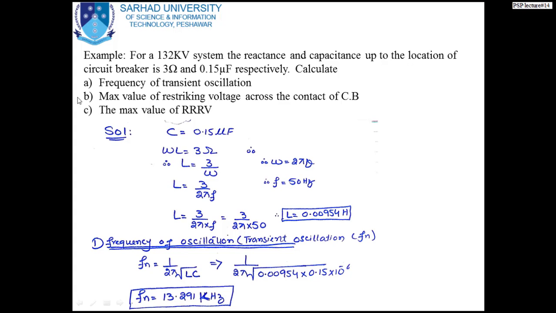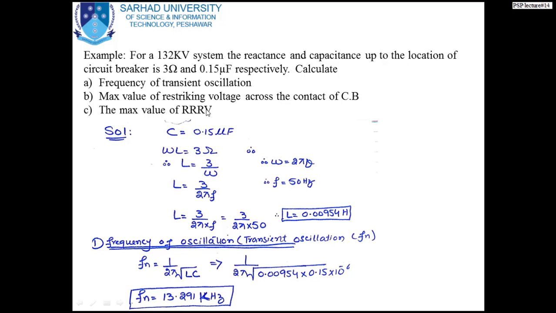Calculate: number 1, the frequency of transient oscillation; number 2, the maximum value of restriking voltage across the contact of the circuit breaker; and number 3, the maximum value of RRRV, the rate of rise of restriking voltage.